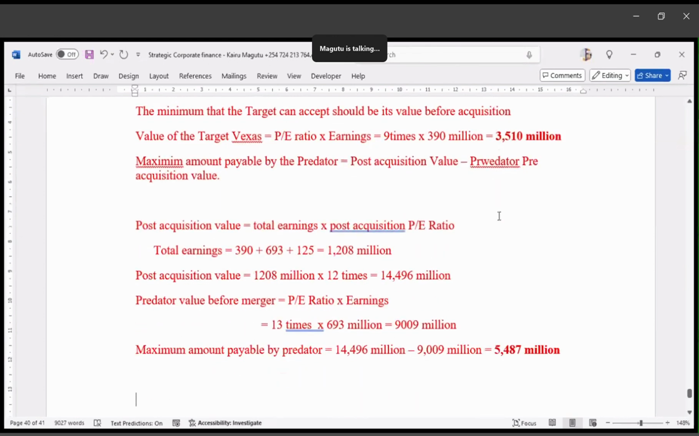The predator can pay a maximum of, is it 54.87? Is that what I saw? Yeah, 54.87. The predator can pay up to 54.87. The target can accept downward to a minimum of 55.10. So they can negotiate in between and none of them will be at loss. That is what we call the issue to do with synergetic gain.